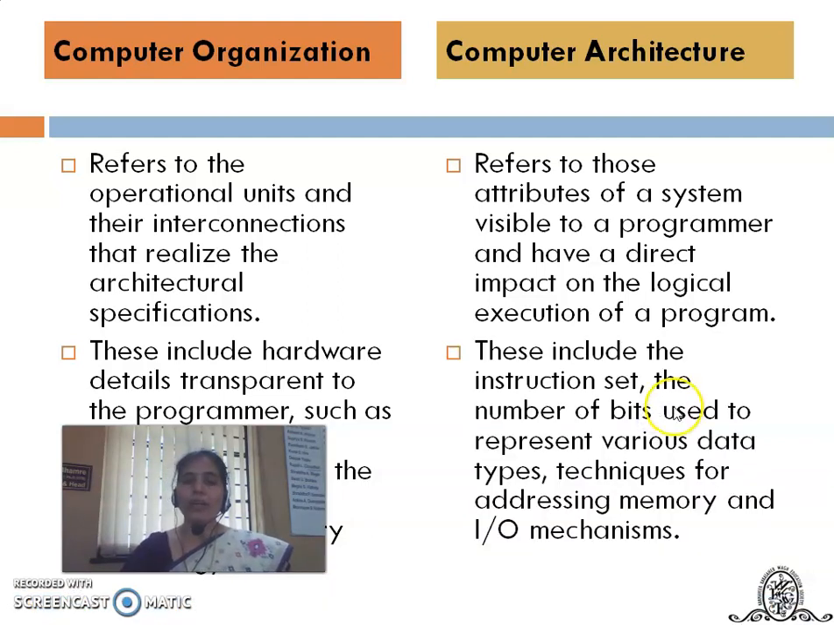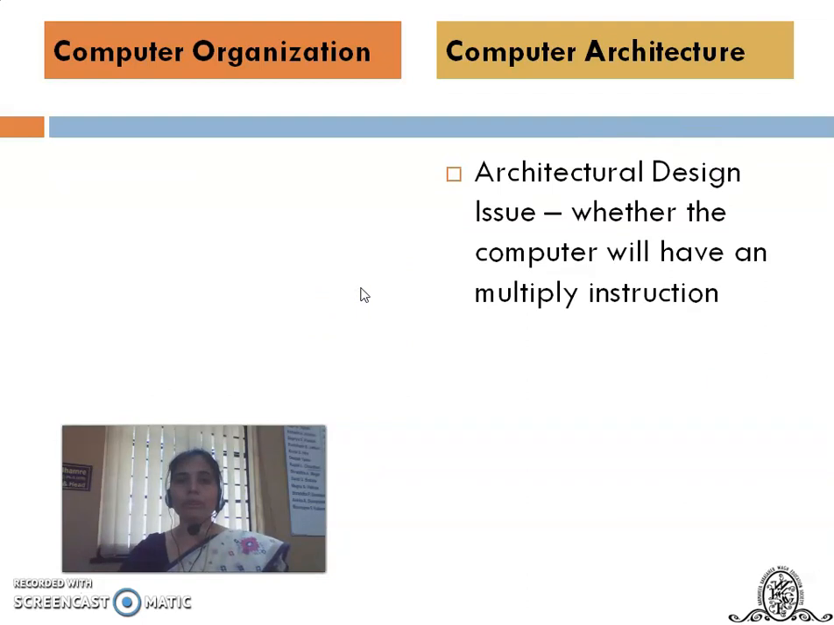For example, if we look at the instruction set, how many instructions are available? What type of instructions are available? How many bits are used to represent the various data? What are the different types of addressing techniques? What are the I/O mechanisms involved? So all these aspects are the attributes which a programmer must take care of while doing efficient programming.